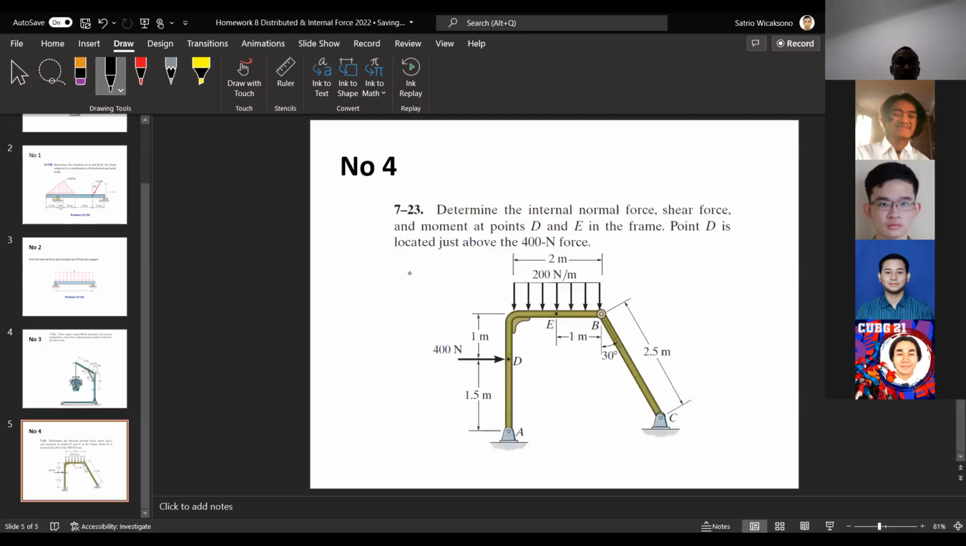And number four, you have to find out the internal shear force, internal normal force, and internal moment at E and D. So those are your homework. But now, for the last thing that I will discuss today, I will finish the class slightly more than 8 in the morning.